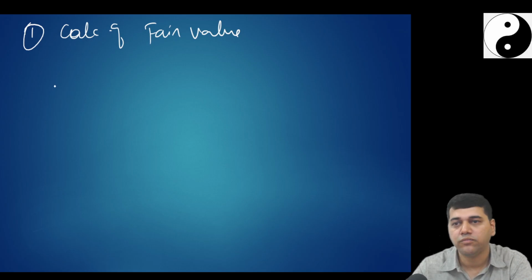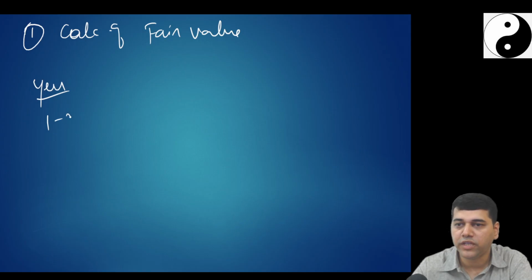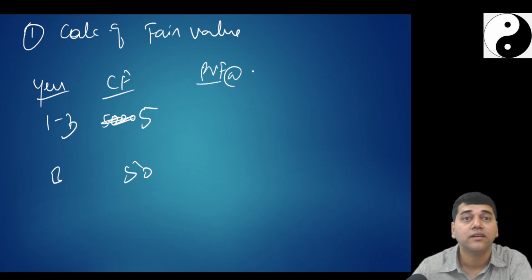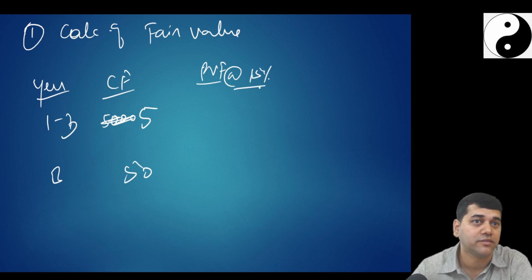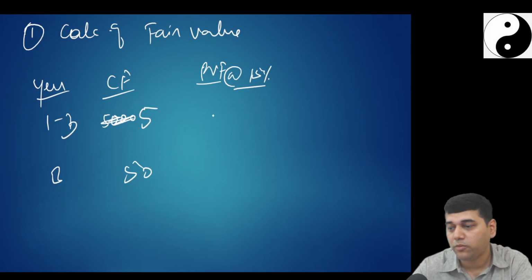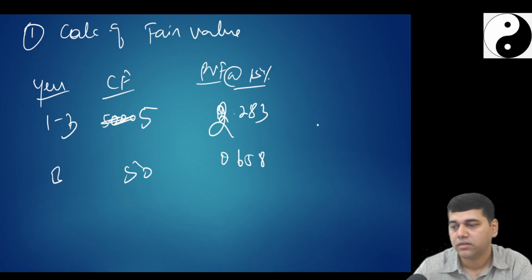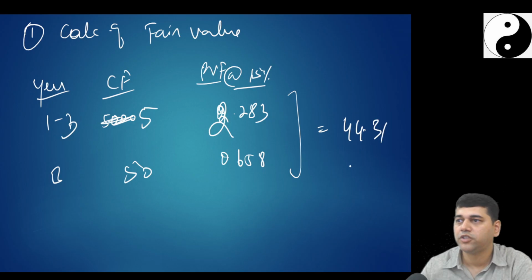Now, what is my fair value? Year 1 to 3. What is my cash flow? 5 lakh. Okay, I will write just 5. 5 and 50. What is my present value factor at 15%? Yes, sure. Clear now? So how much does it come to? 2.283, 0.658. So the total comes to 44.31. Did you get this?